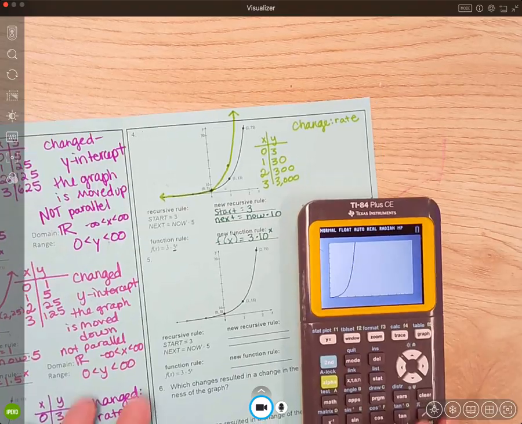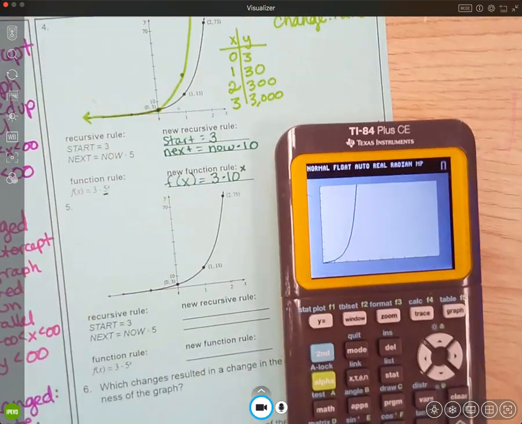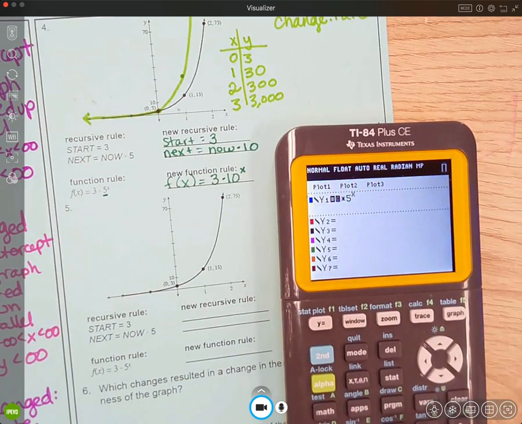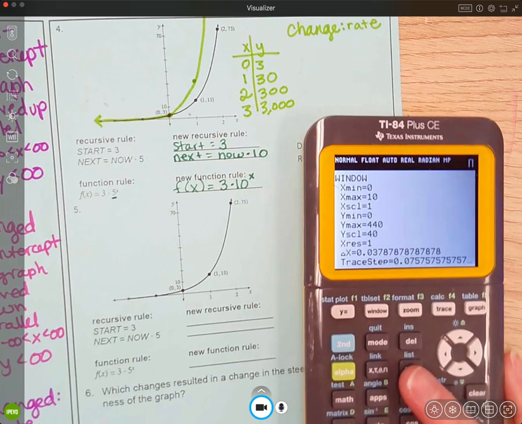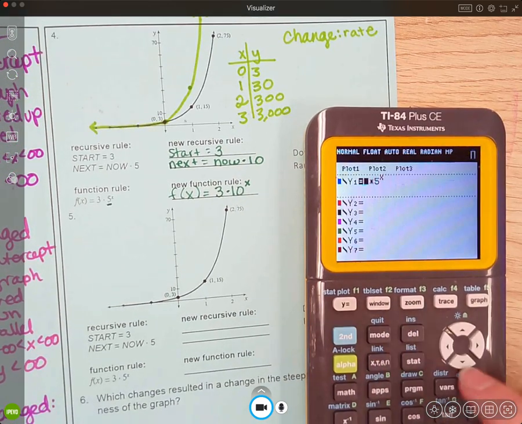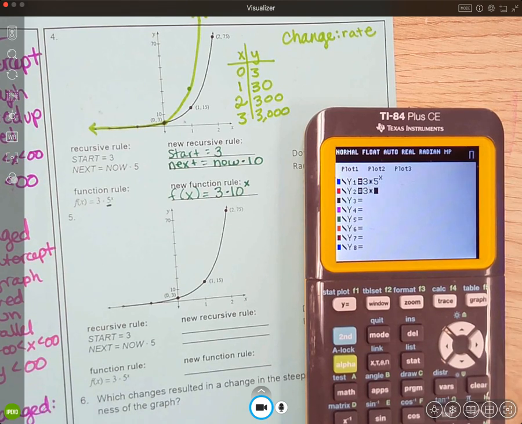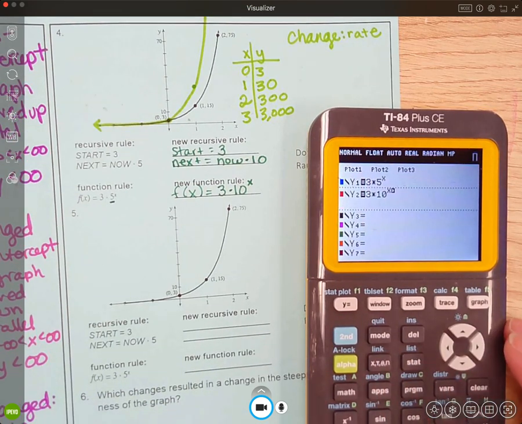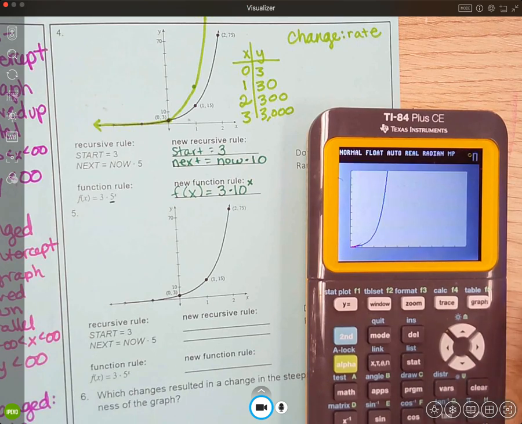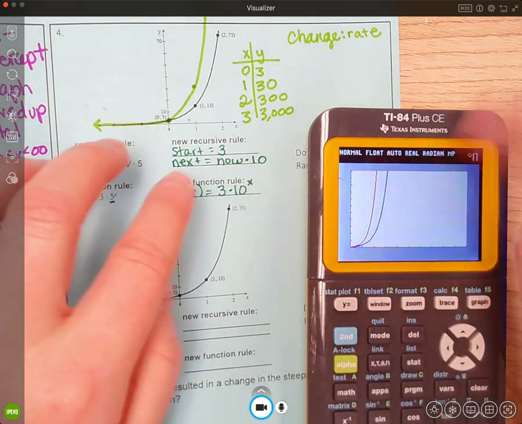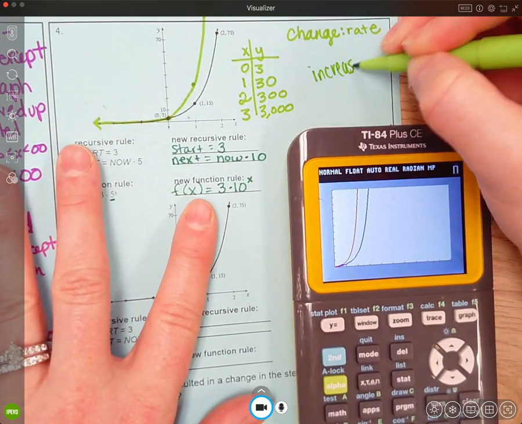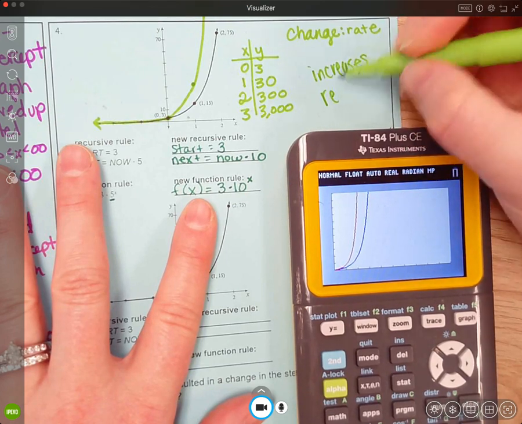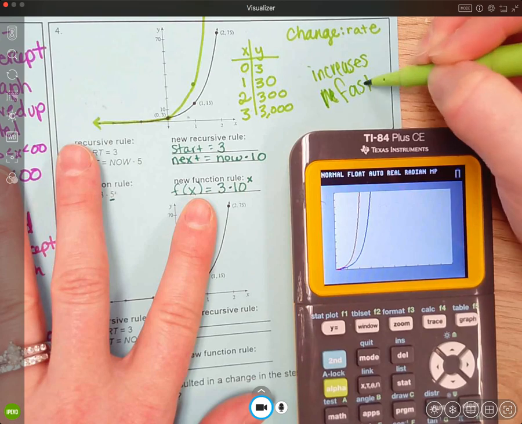And in our calculator, we have the original one. So I put in 3 times 5 to the x. We did our window like this. So make sure your window's done like that. And then we're going to go to y2 and put in the new function. 3 times 10 raised to the x value. So when we graph it, see how fast that goes? So it increases really fast. Or I guess faster. Increases faster.